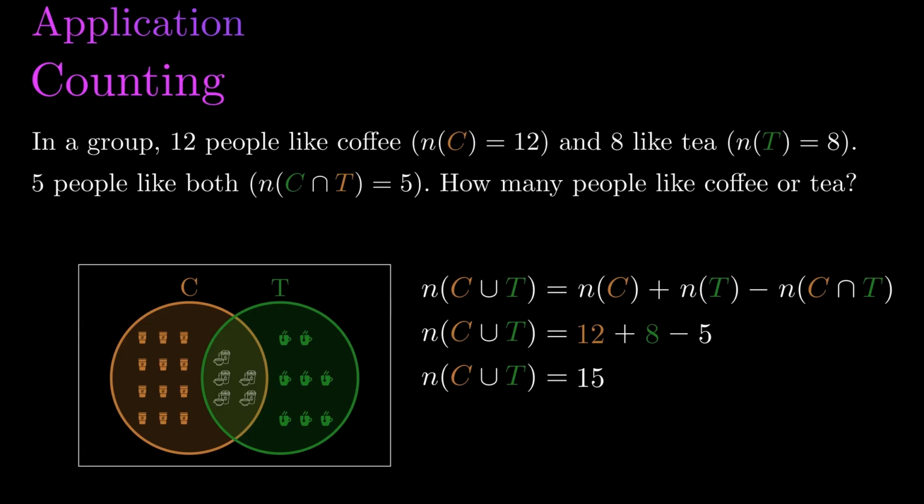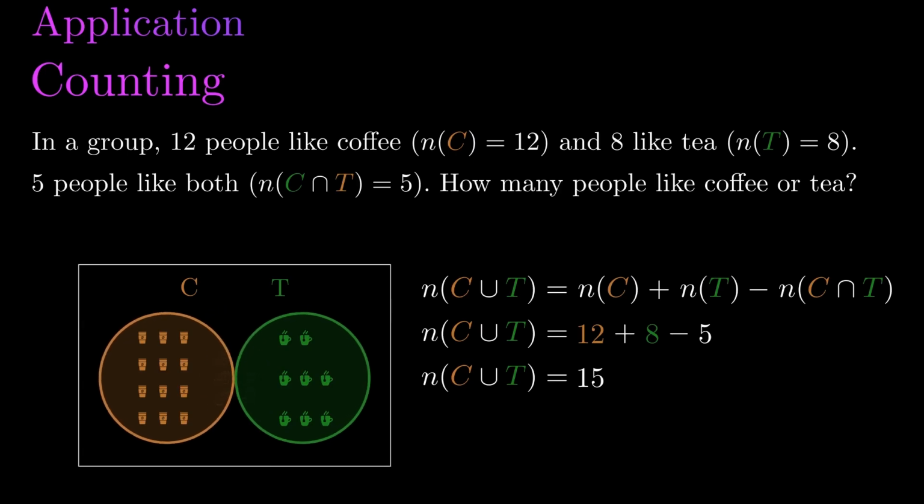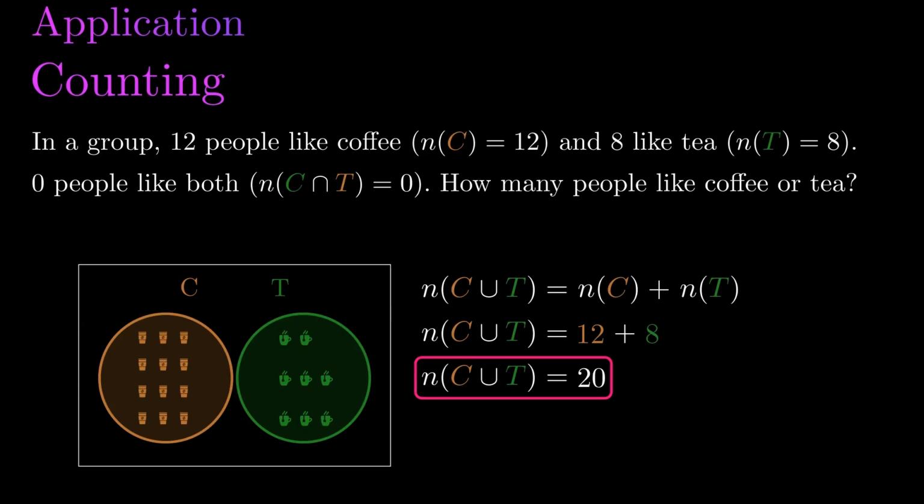And of course, if the sets are disjoint, meaning no one likes both, then n of C intersection T equals 0. The formula simplifies to just n of C union T equals n of C plus n of T.